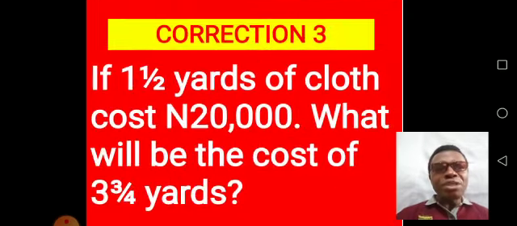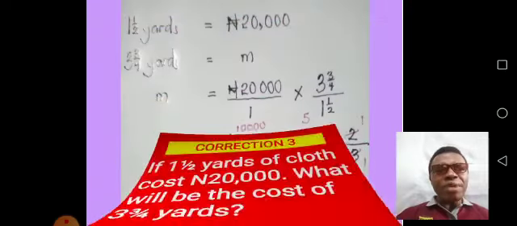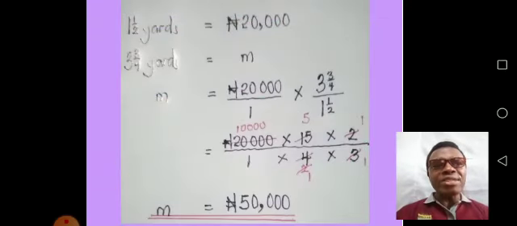All right, number 3: if 1.5 yards of clothes cost 20,000 naira, what would be the cost of 3¾ yards of clothes? This time we have 1.5 yards equals 20,000 naira, and then 3¾ yards equals an unknown money M. So M is going to be equal to what we have on the right hand side, that's 20,000 over 1 times the reciprocal of the yards on the left hand side of the equation sign, and that will give you 3¾ over 1.5.